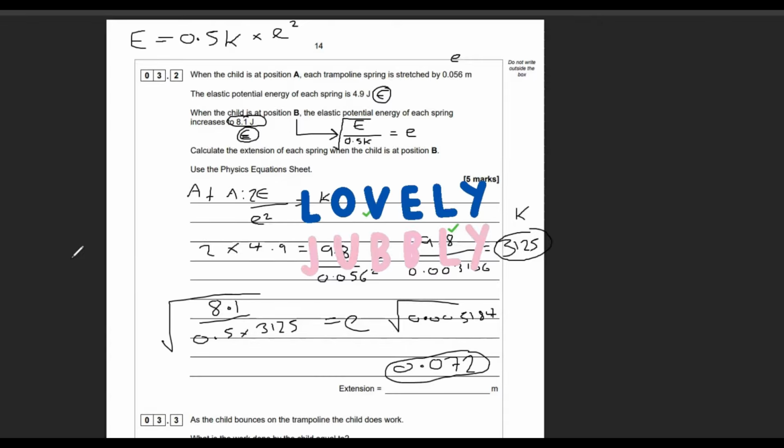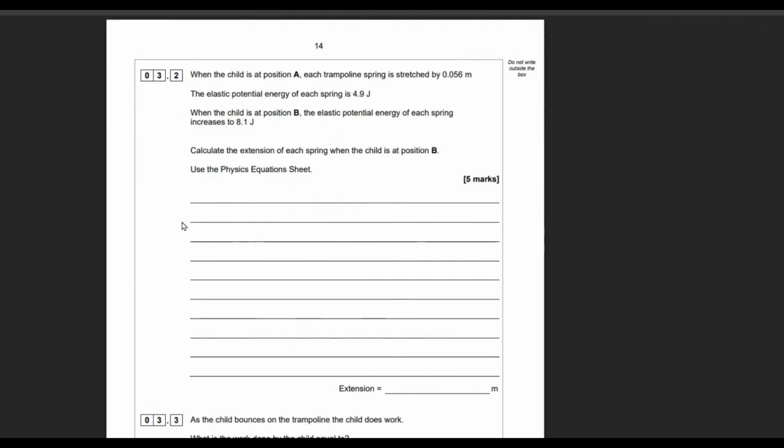Lovely jubbly, 0.072, and that's going to get me 3 marks. All right, let's move on. Boy, this question 3 is taking time.